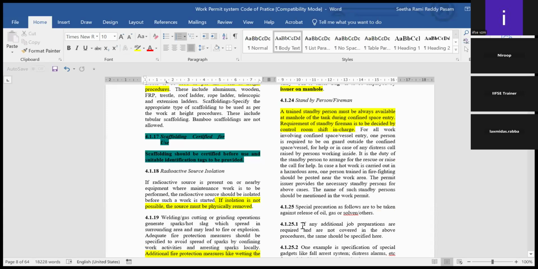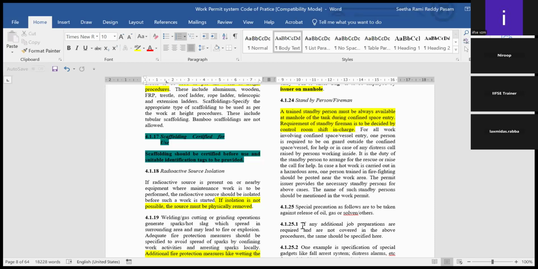A standby person is nothing but someone who is going to track the entry. A trained standby person must always be available at the manhole of the tank during the confined space entry, and the requirement of a standby fireman is to be decided by the control room or shift in charge. One standby person will be there, monitoring the people who entered the confined space.